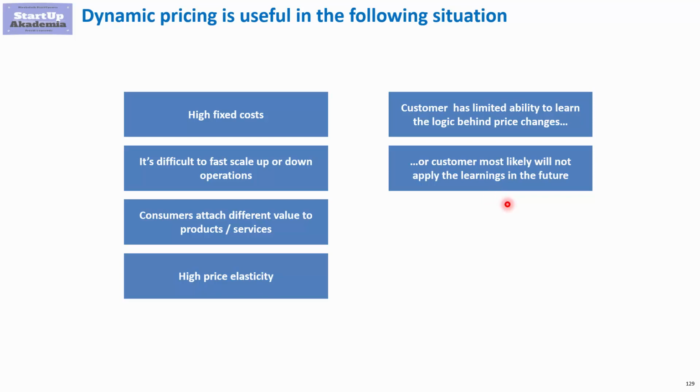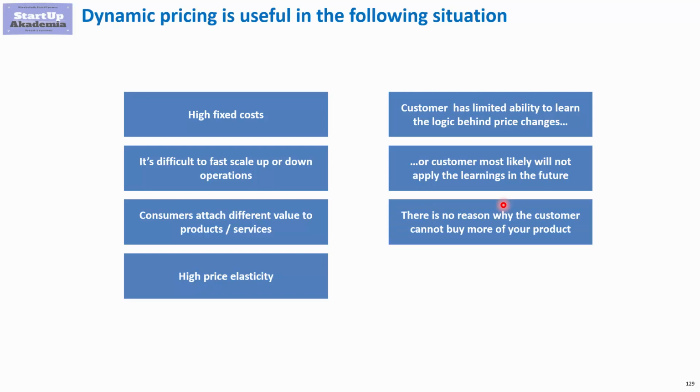Therefore, if you go to the sites of most airlines, you will see that there is a certain unpredictability in the price that you can expect there. And finally, there should be no reason why the customer cannot buy more of your product. In other words, we not only want to attract new customers through dynamic pricing, but we actually want to convince the customers who are already buying our product to buy more of that. So if we were talking about hip replacement, then dynamic pricing may not work.